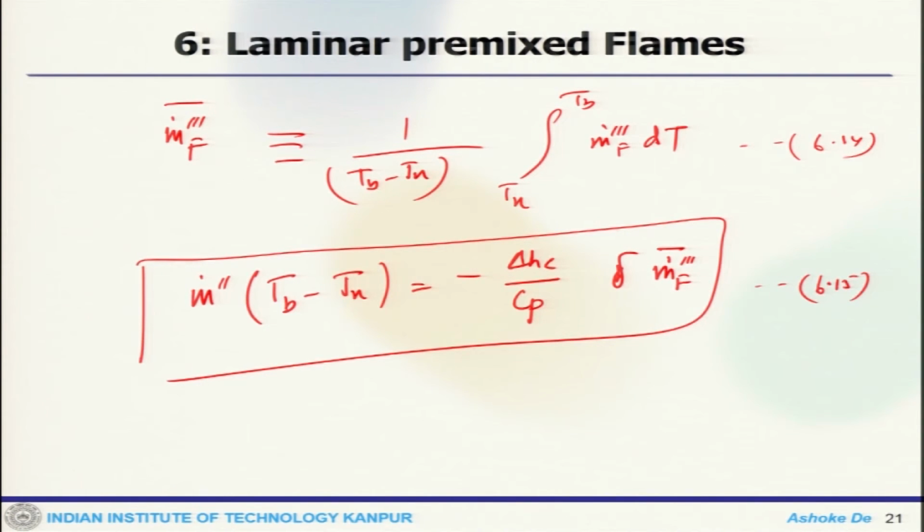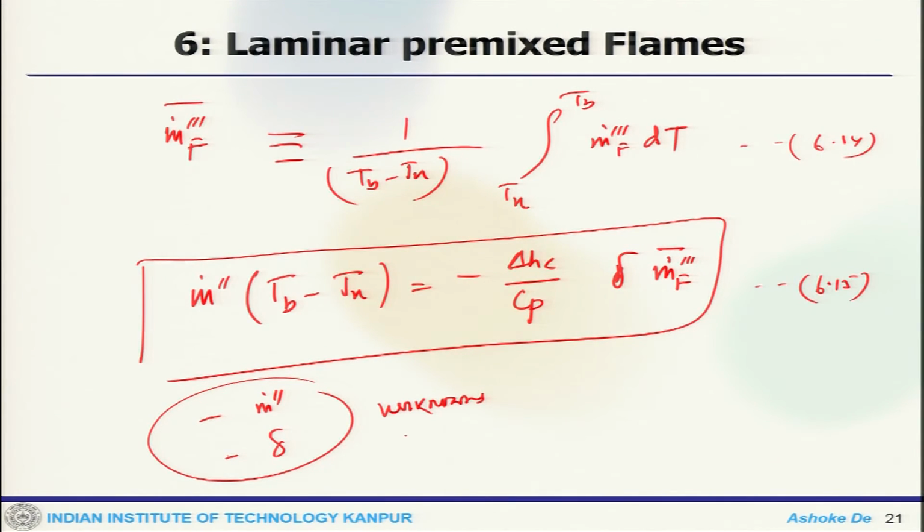Now, in this particular equation, if you look at it, there are two unknowns. Number one is m double dot, m dot double prime, and second is delta. So, we have right now one equation and two unknowns. That means, to get the complete solution, we need one more equation.